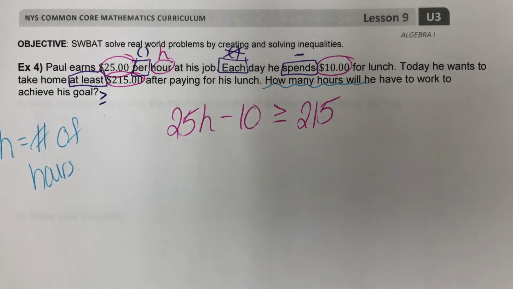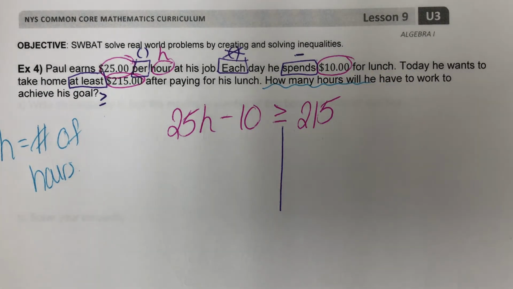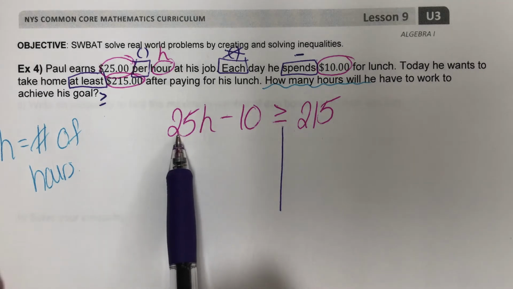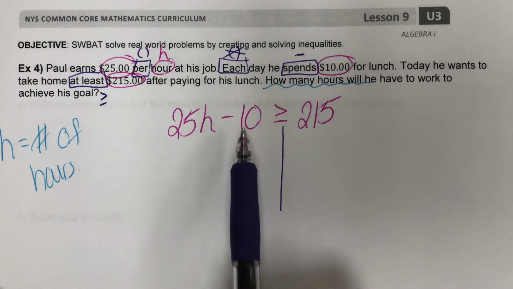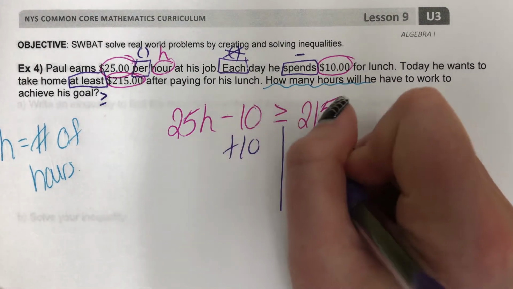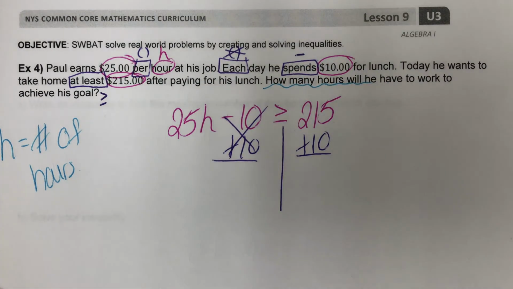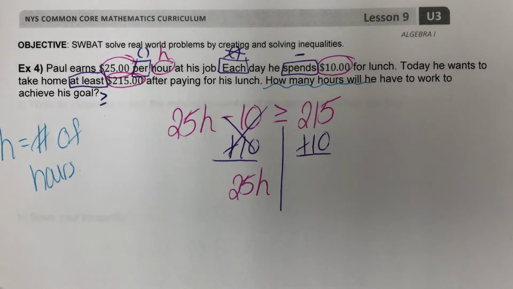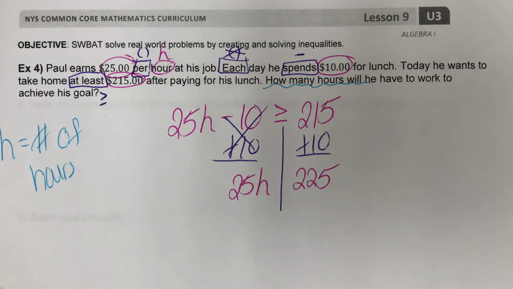How many hours? Right now I don't know, so I'm going to drop my train track and start solving to figure it out. Here we go. H is on the left-hand side, so should I move the 25 or the -10 first? You guys got it. I'm going to move that -10 by making it a +10. I'm using that inverse operation. That cancels. Now I have 25H on the left. 215 plus 10 is 225 on the right.